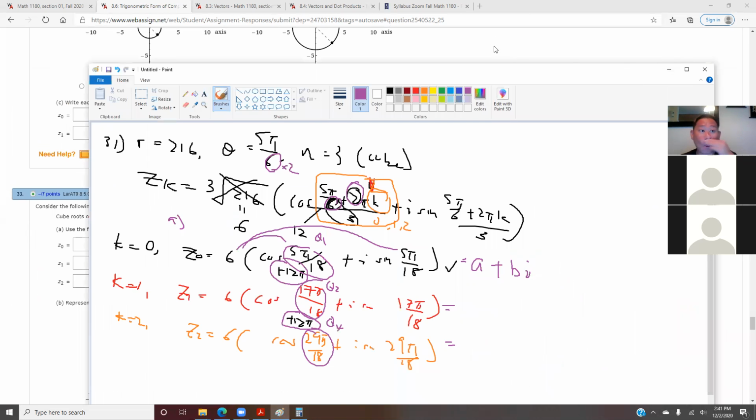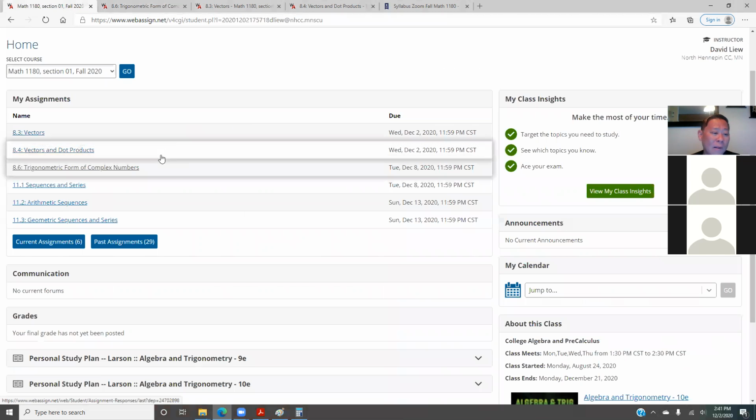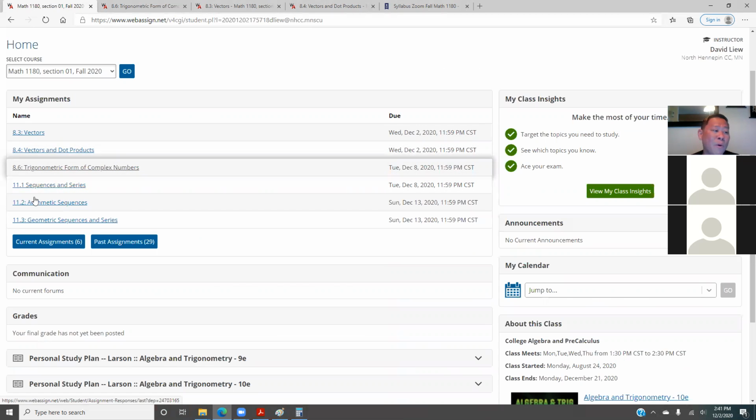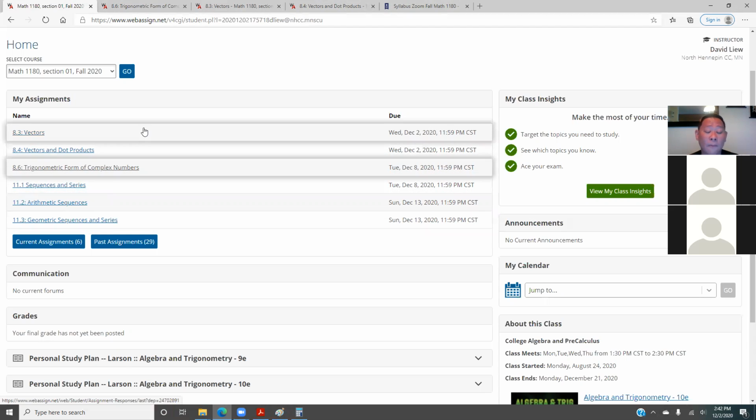So this is 8.6. So don't forget, when you come back next week, we will do the whole chapter 11, 11.1, 11.2, 11.3. That will cover everything in your homework here. So 11 is easier than what you did so far.